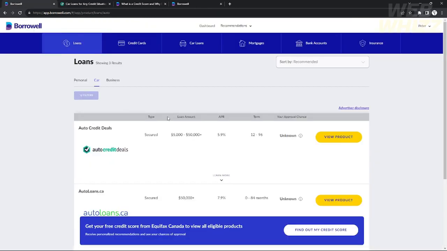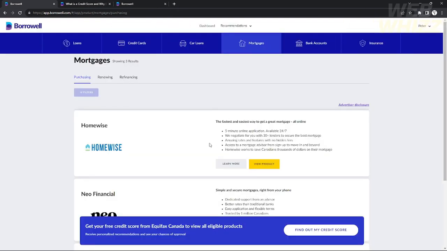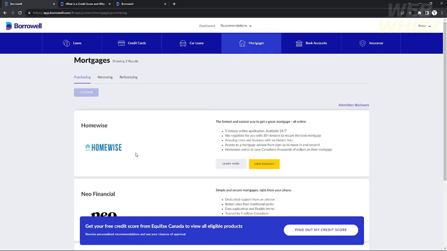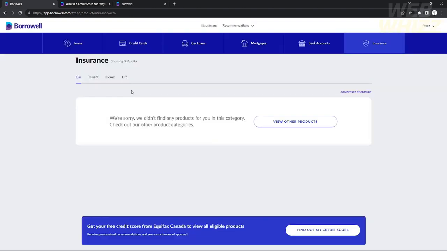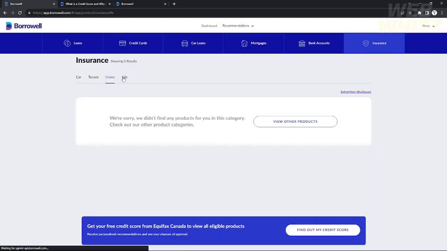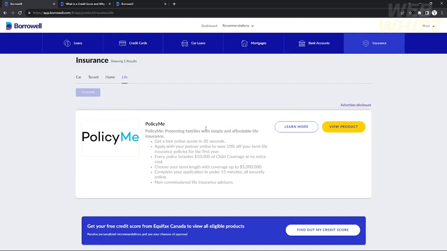So yeah, that's it. You can also visit the mortgage section. For example, if you want a mortgage, you can click this one, and right there they also have trusted companies and websites. You can check them out. And also insurance, you can do that, but I think the only insurance you can get is life insurance. They don't have car insurance and home insurance. They only have life insurance. So this is Policy Me, and that's it. That's all the offers that you can get in Borrowell.